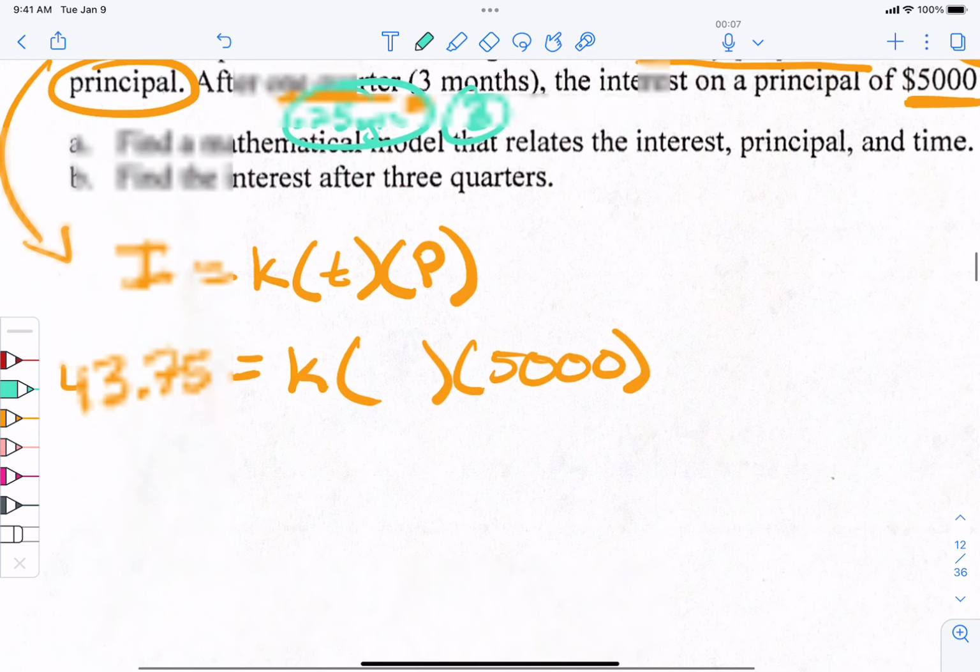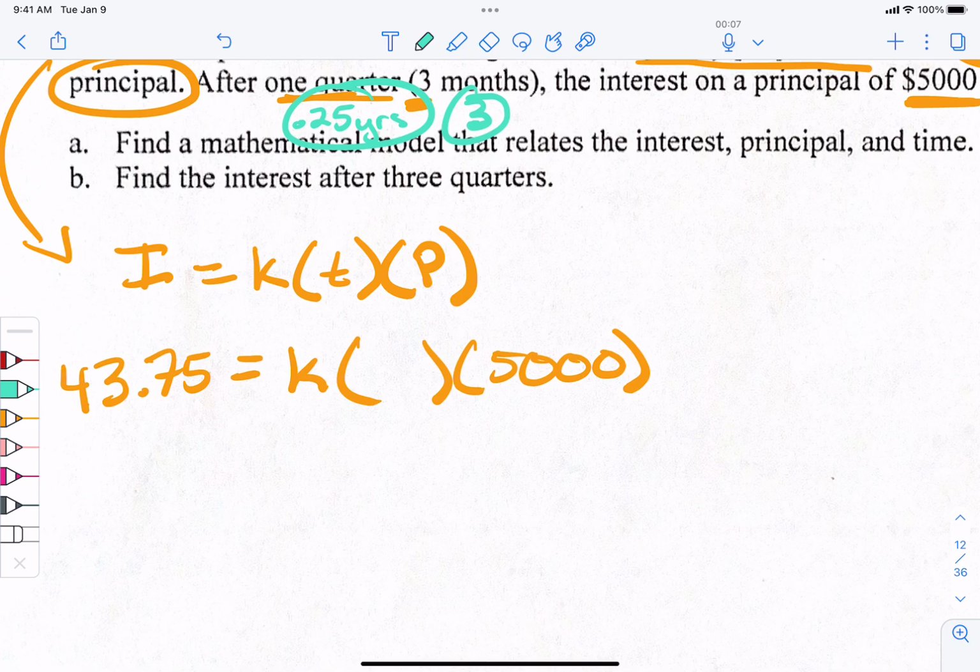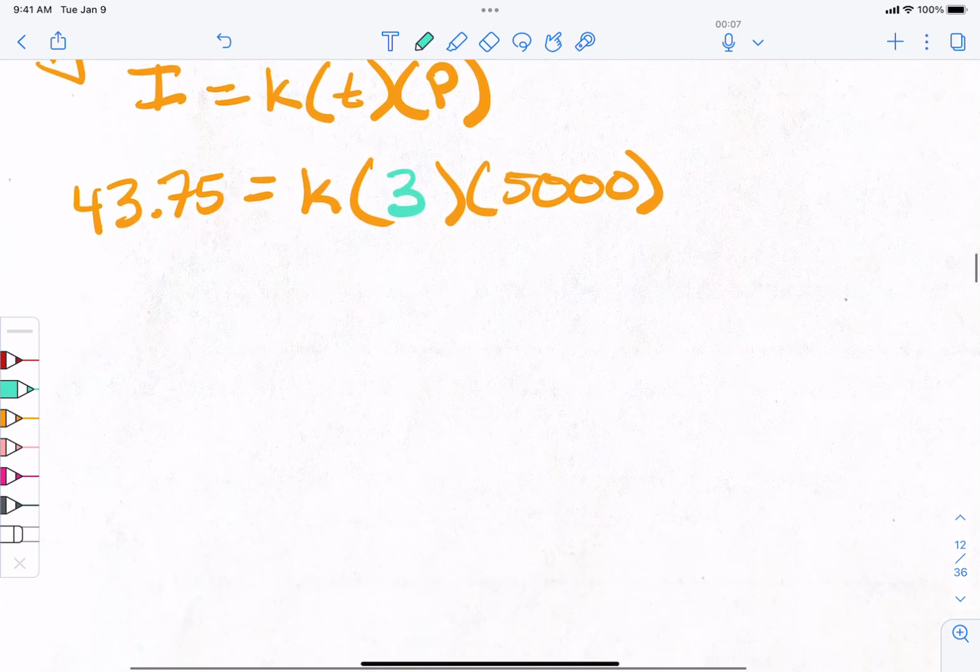But when it says for part B, find the interest after 3/4, whatever units you use up here, you have to use the same units when you're evaluating 3/4. Does that make sense? So you can either use 3 and 9 or 0.25 and 0.75. It does not matter. Which one would you like to use? 3 and 9? Okay, so let's do 3 first because we've got to solve for K yet, right?